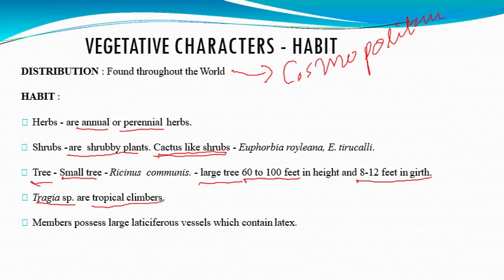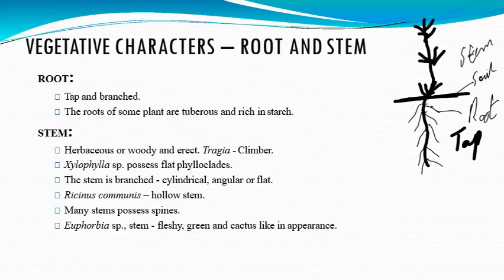The unique feature of this family is that a number of members of Euphorbiaceae possess a specific type of structure or organ that produces latex. Such organs possessed by the members of this family are laticiferous vessels. Next we discuss another vegetative part of the Euphorbiaceae family, that is root.